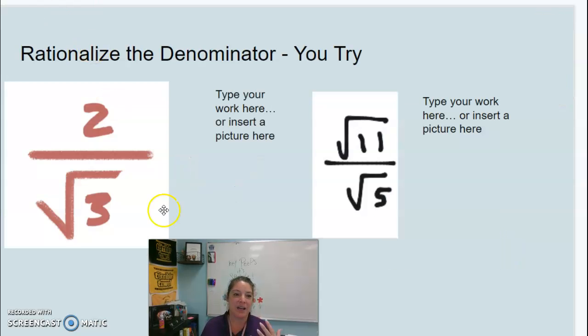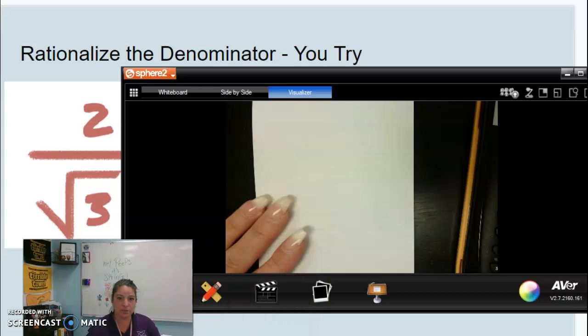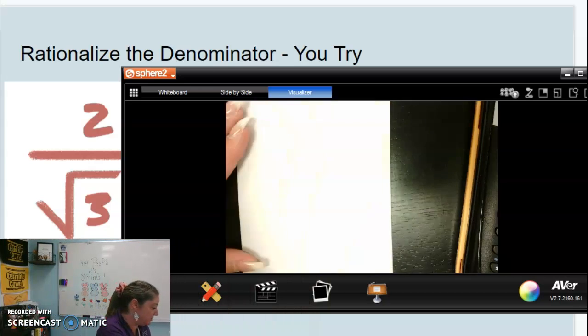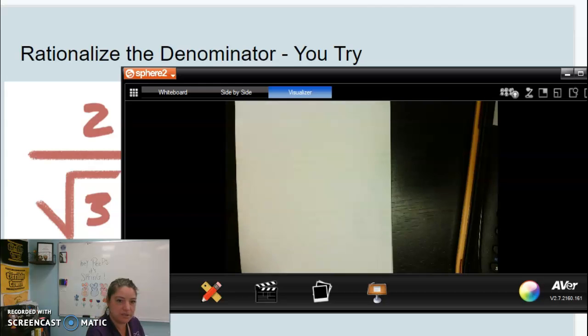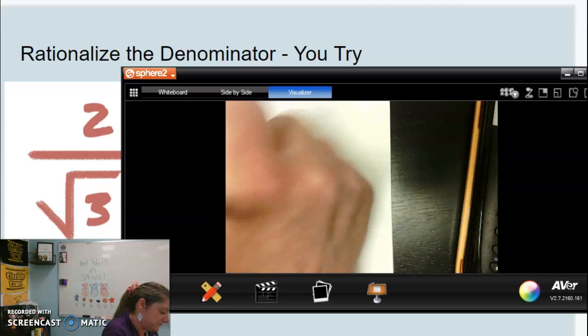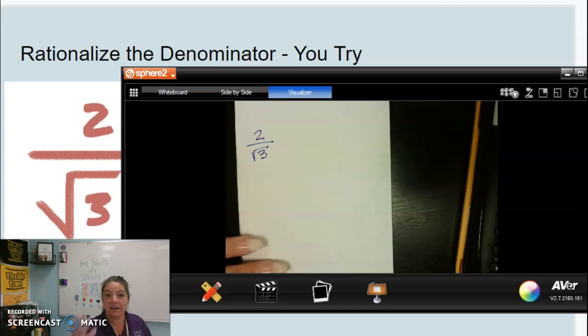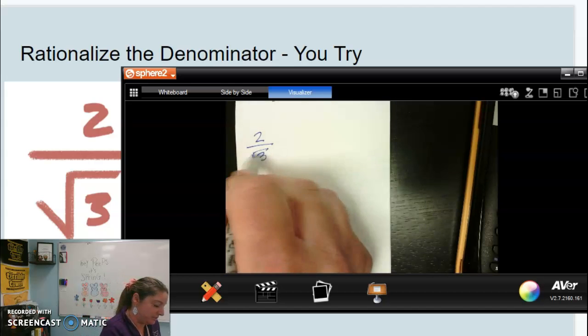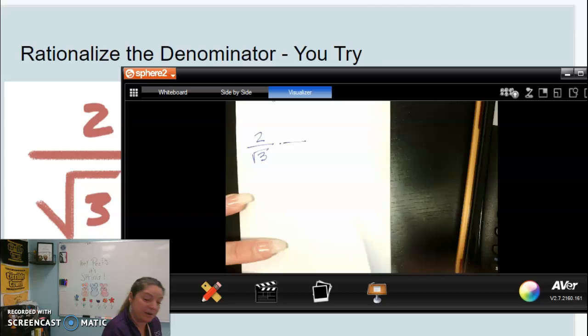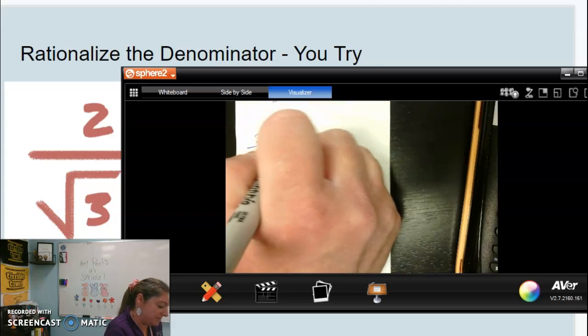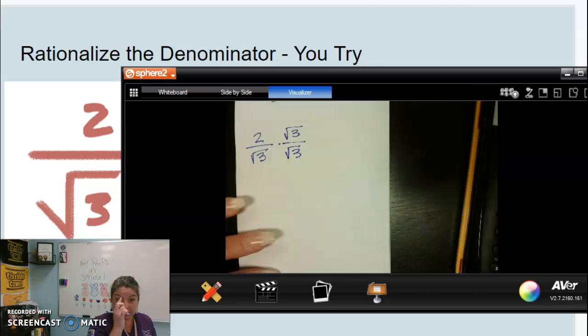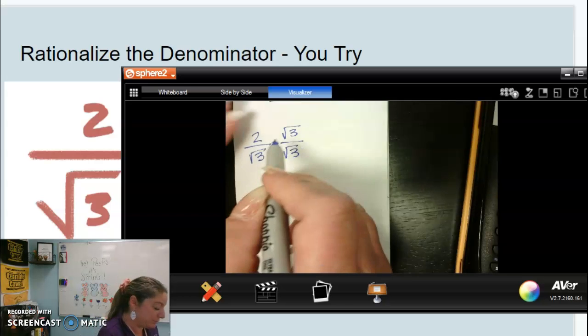All right, let's do these last 2 examples. You're just going to, again, make sure that you're copying this down, type it in, insert a picture, and hit submit. Okay, so let's do 2 divided by root 3. All right, so again, we can't have a square root in the denominator, so we're going to multiply by 1. That means that my numerator and denominator have to be the same thing. So we're going to multiply by root 3 over root 3.